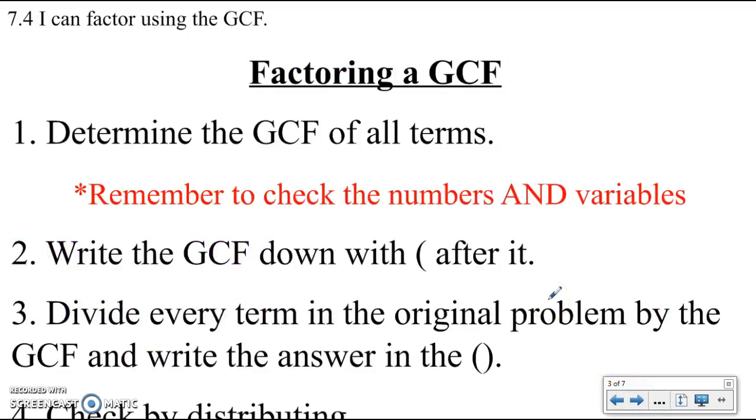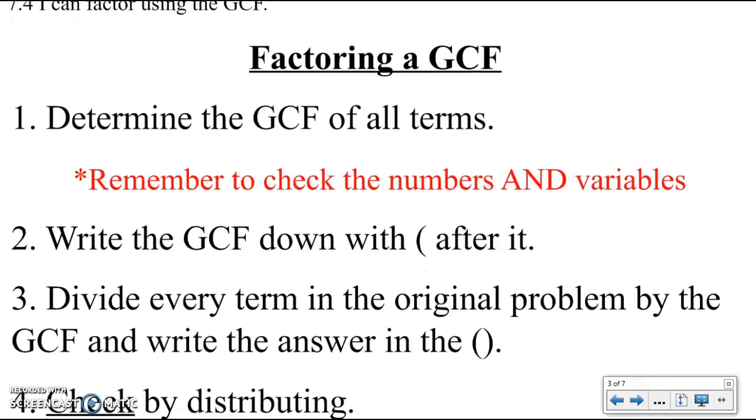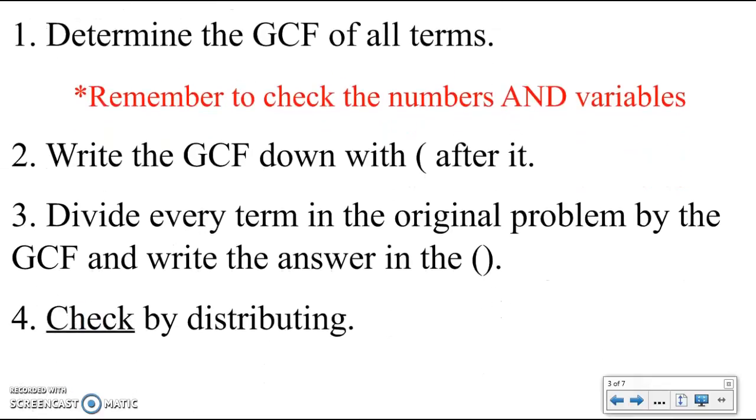First, we're going to determine the GCF of all the terms like we did in your homework from Friday. Remember to pay attention to both the numbers and the variables. Then we're going to write the GCF down with a parenthesis after it. We're going to divide every term in the original problem by the GCF and write the answer in the parentheses. And then we're going to check by distributing.